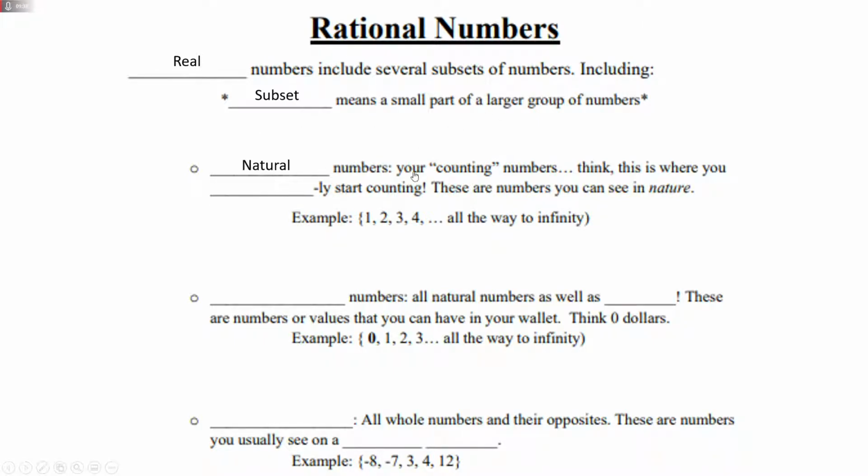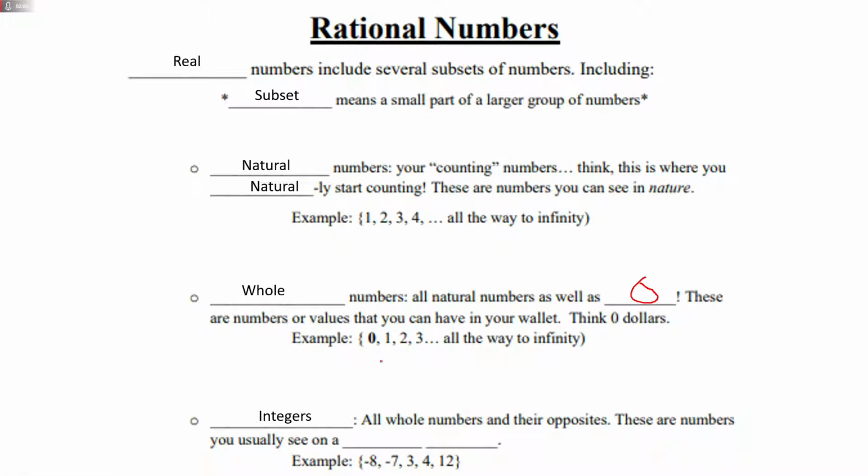So we have our natural numbers. These are your counting numbers. This is where you would naturally start counting. If you wanted to count something in front of you, you would start with the number 1, right? So these are the numbers 1, 2, 3, 4, all the way to infinity. We have whole numbers. These are our natural numbers as well as 0. I forgot to write 0, so that includes 0.